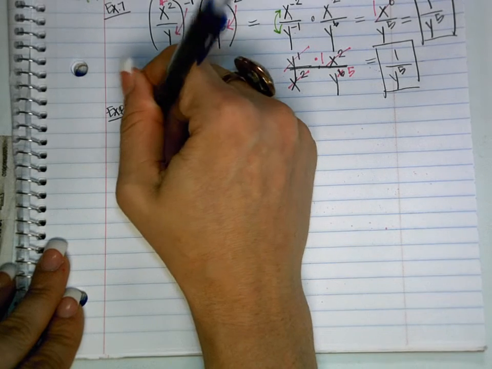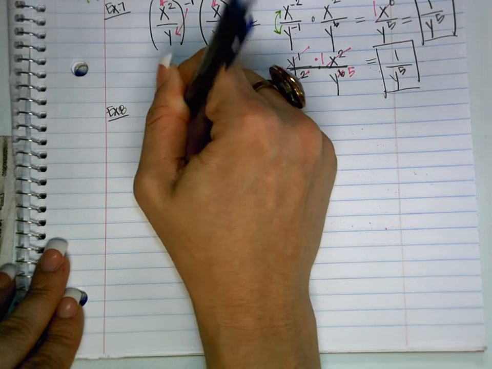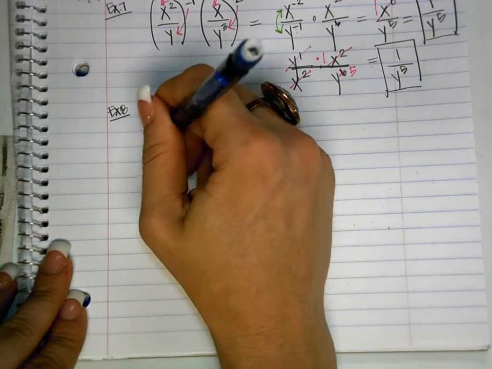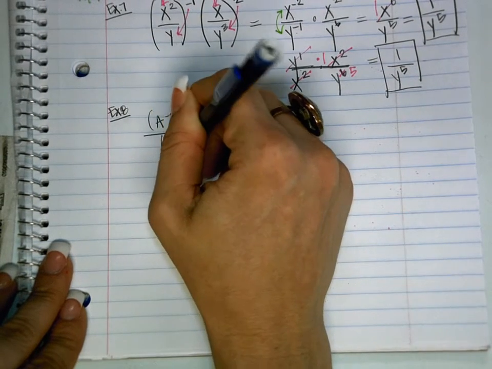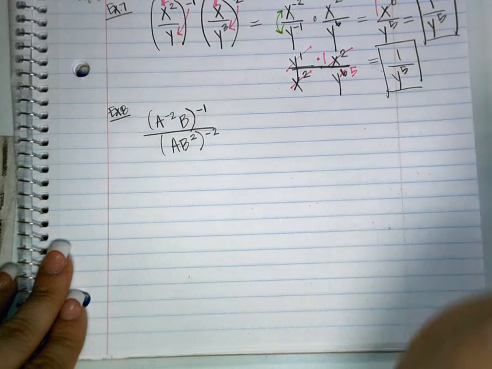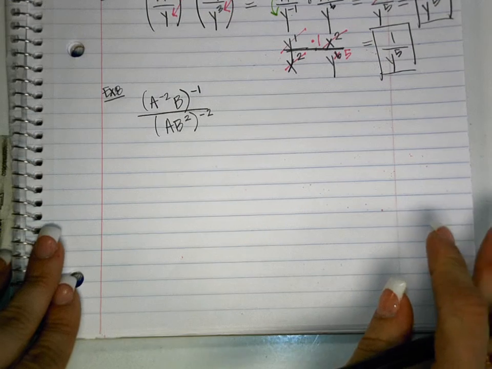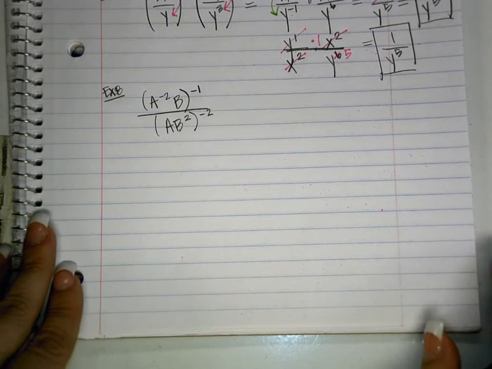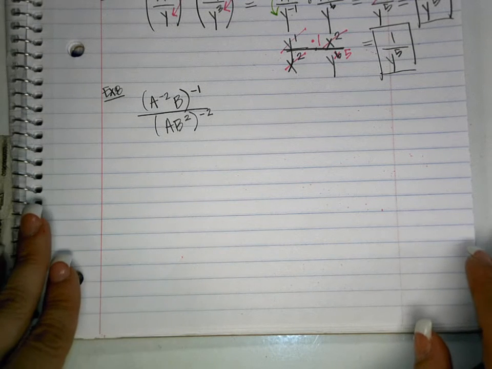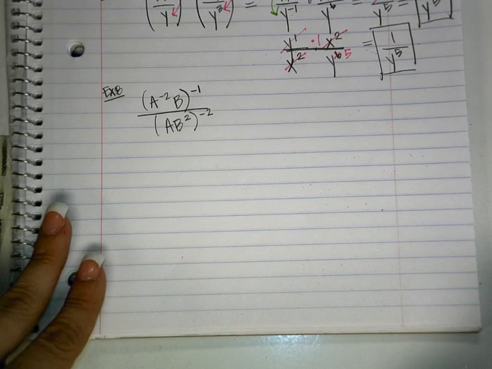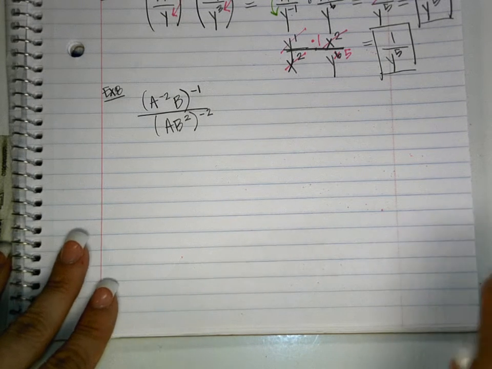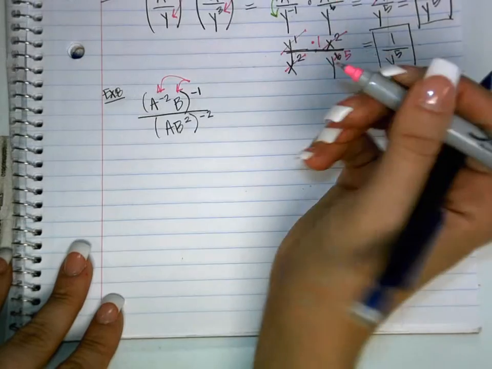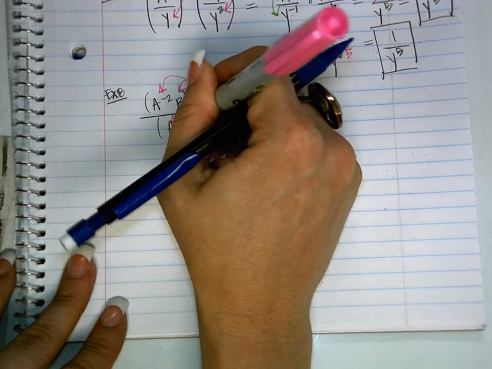Try another one. How about in parentheses a to the negative 2b all raised to the negative 1 power over, again in parentheses, ab squared raised to the negative 2 power. For this one, you first need to distribute your exponents. So this goes to the a and the b. In the denominator, the negative 2 gets distributed all the way through.